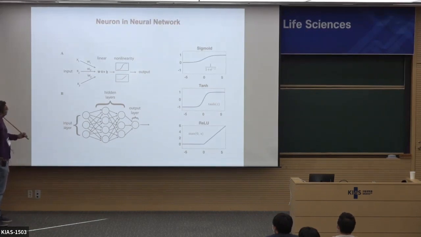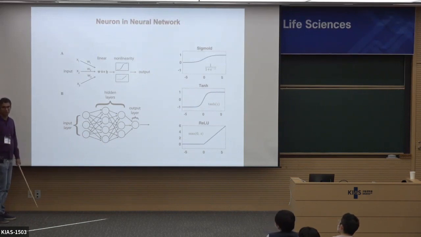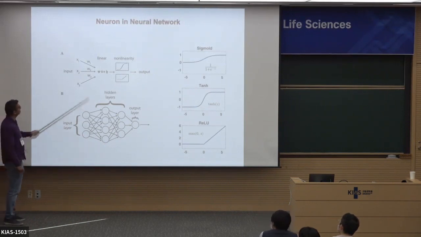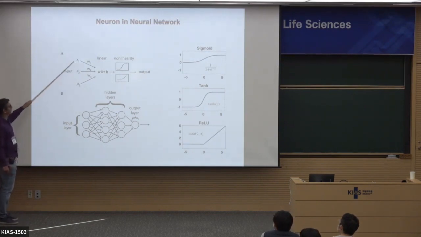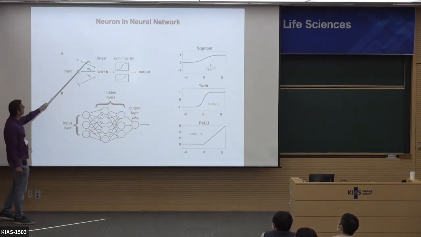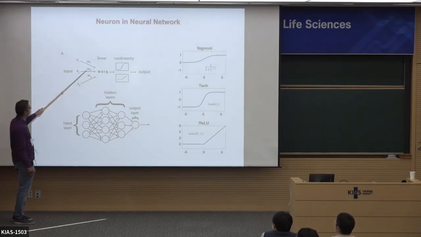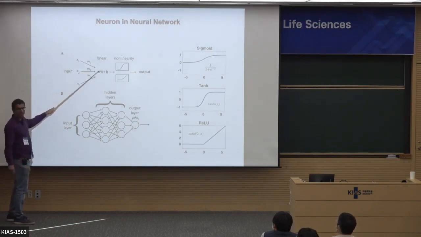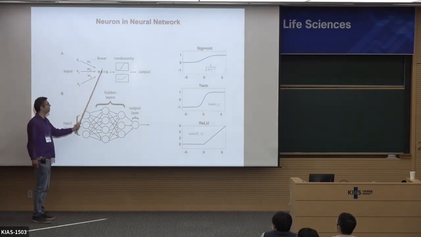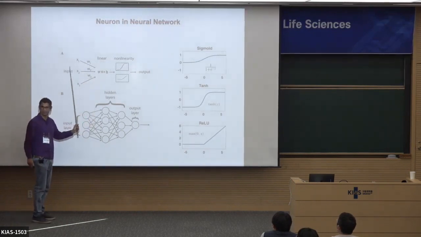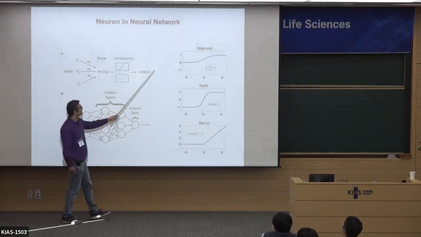So the basic element of a neural network is what people call a stylized neuron. A neuron is basically an element that takes inputs, here I have three inputs, X1, X2, X3. It weighs them with some parameters, W1, W2, W3, so W dot X. It adds a constant shift. So this is just a linear function of the inputs. And then you stick it through a nonlinearity.